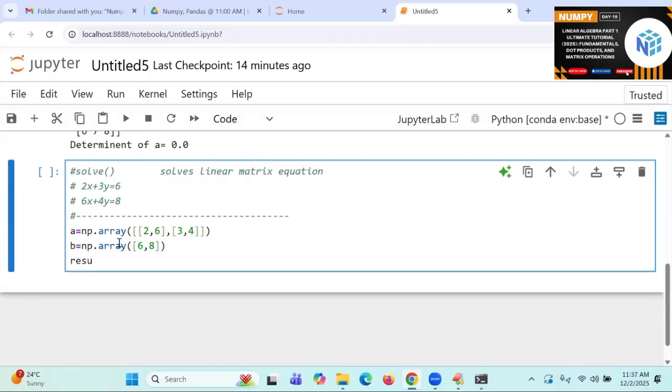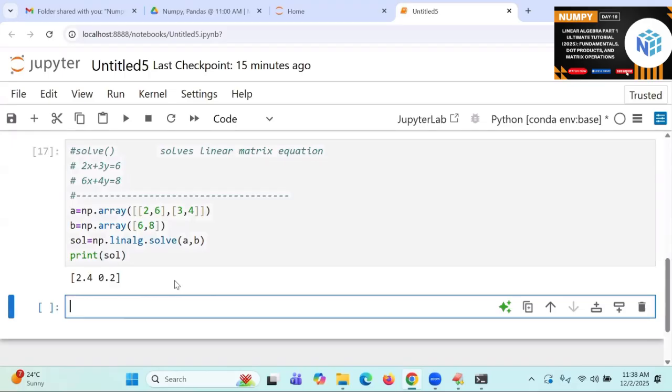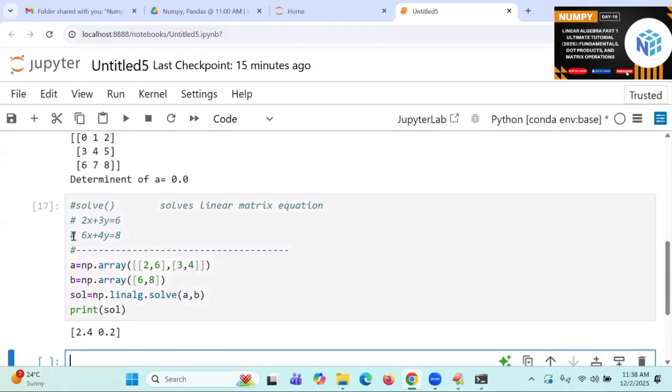Result is equal to solution is equal to, I'm going to write, np dot linalg dot solve. np dot linalg dot solve A comma B. Now print the solution. It will come in the form of an ndarray, with the 0th index having the first value and the next index having another value. So what is the value coming now? 2.4 comma 0.2.